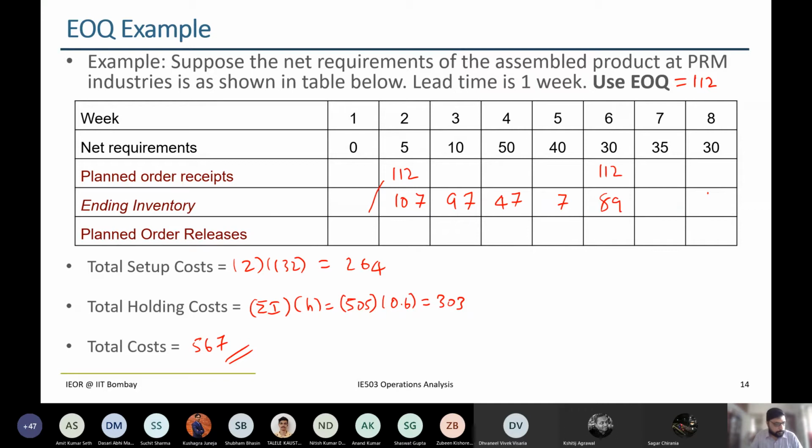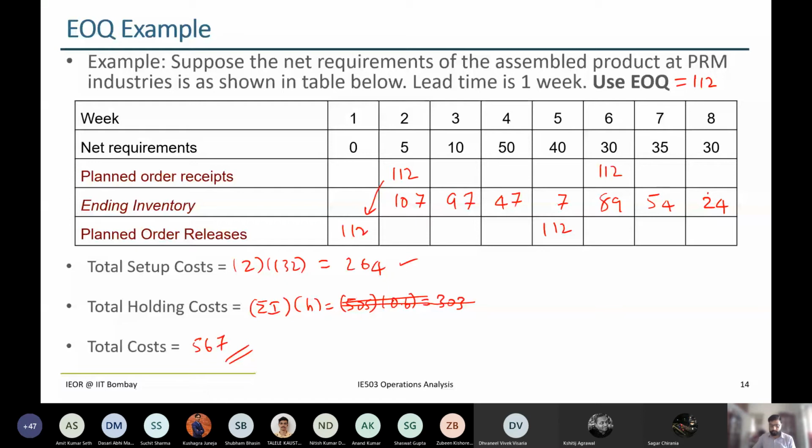89 minus, I get a 54, and I get a 24. So this becomes 112, 112. Setup cost doesn't change. The total inventory cost is going to change.